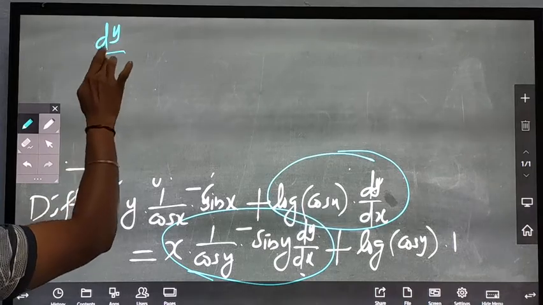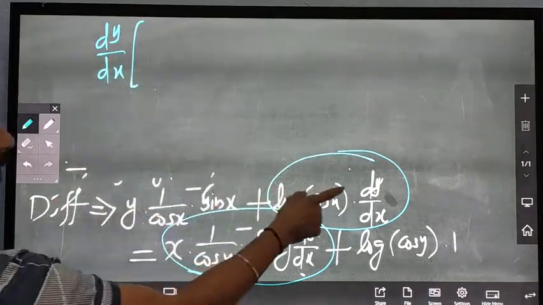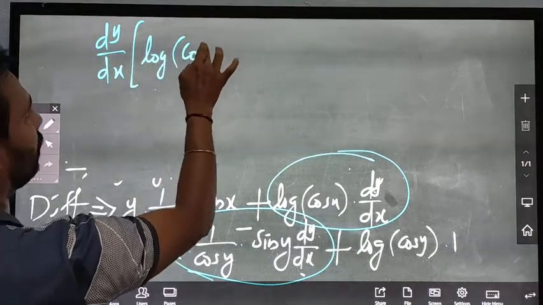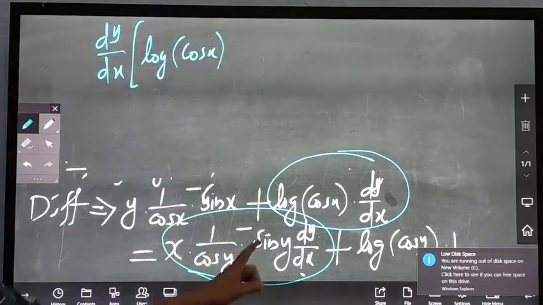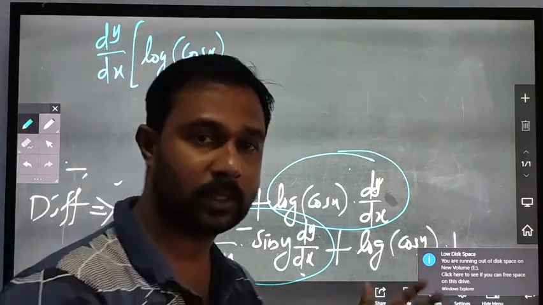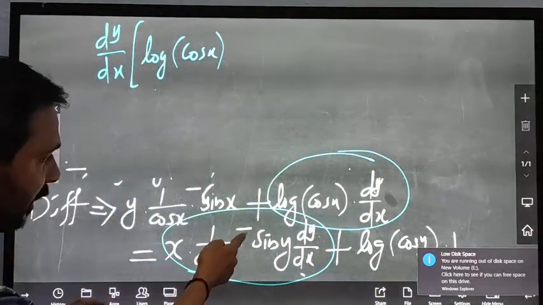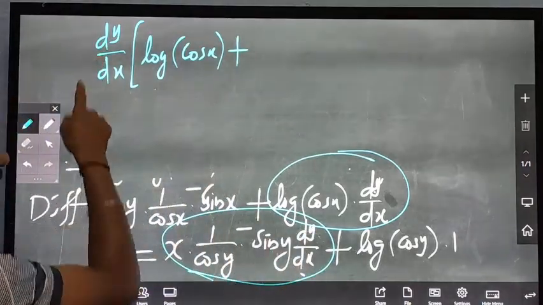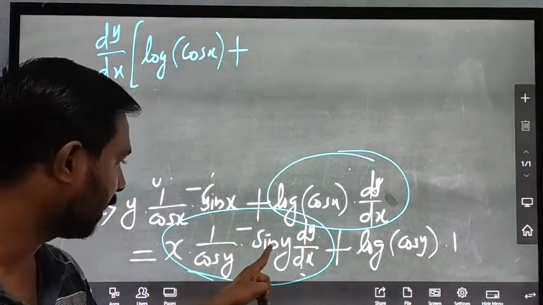So it is dy by dx into the term here. What is it? Log of cos x. Log of cos x. Okay. Now the second term is to the right of the equation. Shift it to the left side. So this minus comes here, becomes plus. What remains, dy by dx is taken here. What remains is x sin y by cos y.